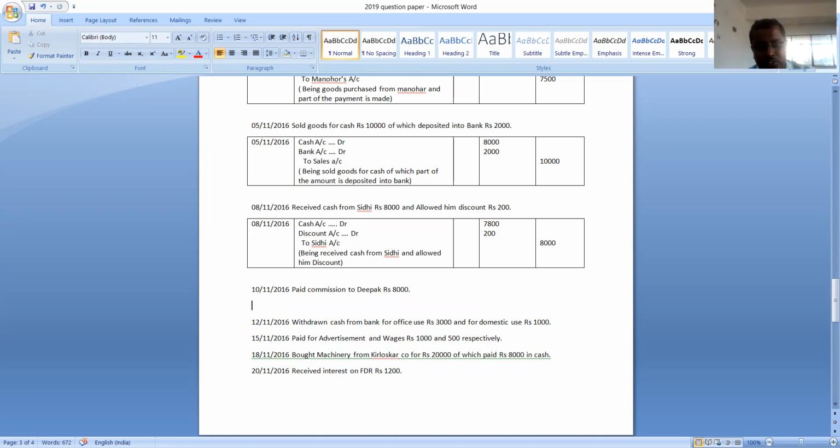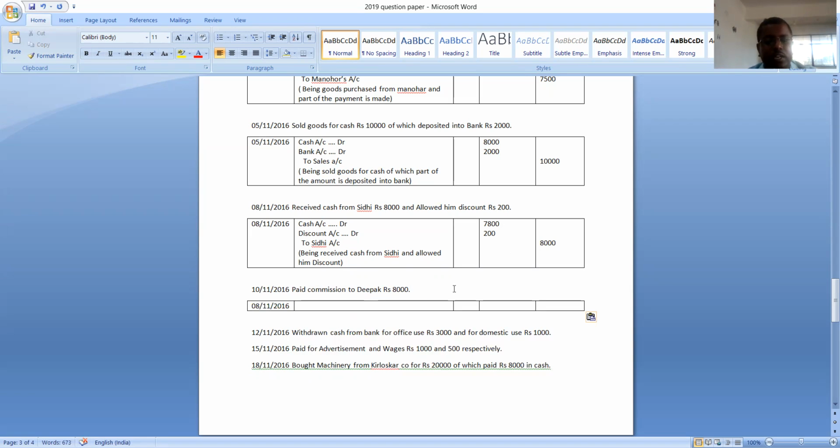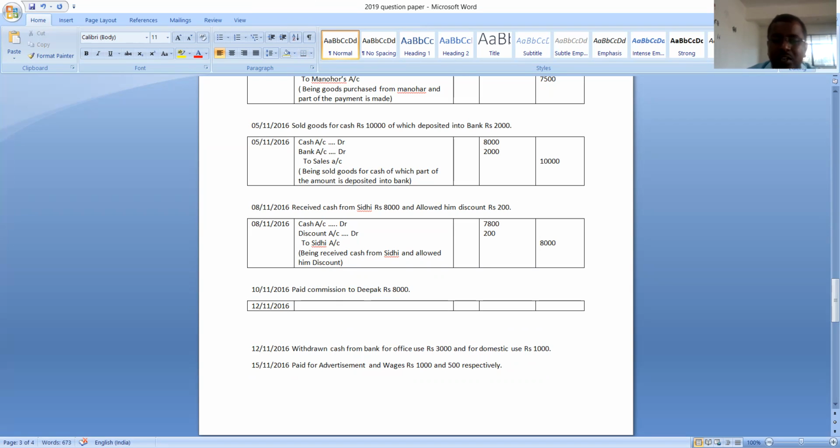Okay. Let us move to next transaction. Next transaction, actually it is dated 12th November 2016. What is the transaction? Paid commission to Deepak rupees 8,000.